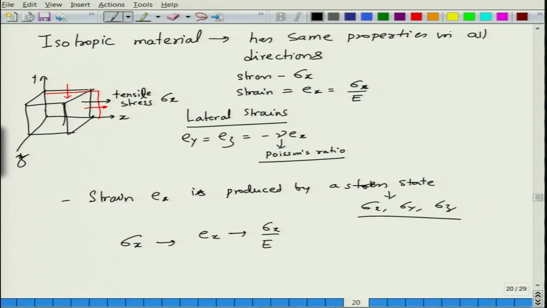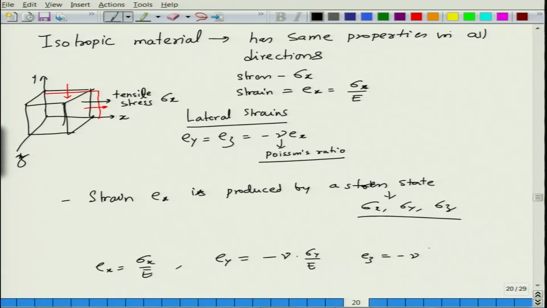Similarly, we have these contributions. We saw that Ex is equal to sigma x divided by E. Ey will be equal to minus nu into Ex, which is minus nu sigma x divided by E, and Ez will be equal to minus nu sigma x divided by E. So you can also write it in this fashion: we have said that Ey and Ez are equal to minus nu Ex. You can write this a little differently.